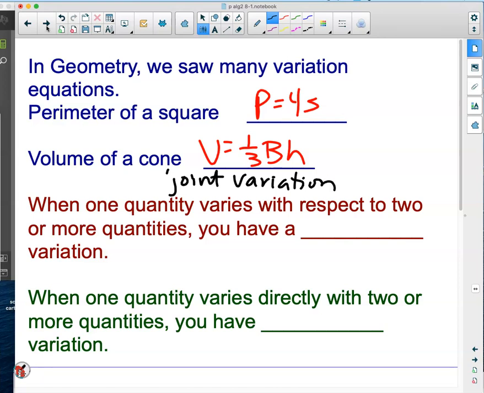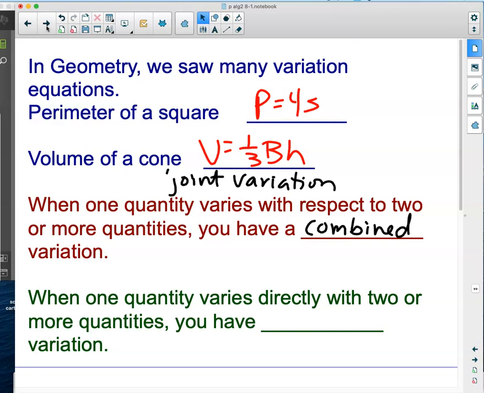So the word variation tells us we've got to have a constant of variation in our answer somewhere. There has to be a k in there somewhere. And we just need to, as I mentioned before, watch for inverse and know that that's division. All the others are going to be multiplication. When one quantity varies with respect to 2 or more quantities, then we have what's called a combined variation. So some of them could be multiplying, but they could also throw in an inversely in there, which would mean that we have to divide.